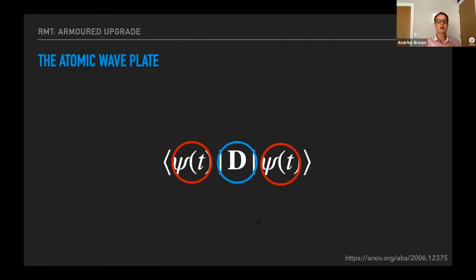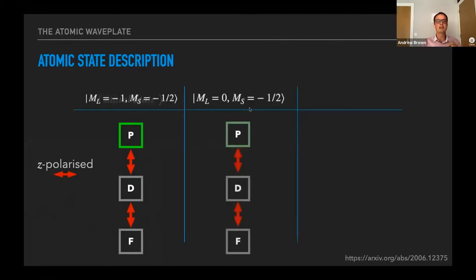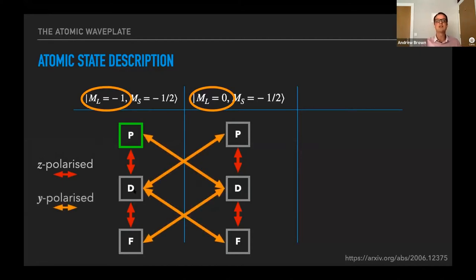So let's think about what harmonic generation looks like from an atomic physicist's perspective. You have some ladder of states, and these states are coupled by dipole interactions, and those dipole interactions are what give rise to the Z-polarized radiation. If, however, we can control these states and in particular manipulate the quantum numbers, so we can come up with two sets of states in these two columns, what you can observe is that the magnetic quantum number of these two sets of states that we have written down here differs by one. And what that means is that these states are coupled by the Y component of the dipole.